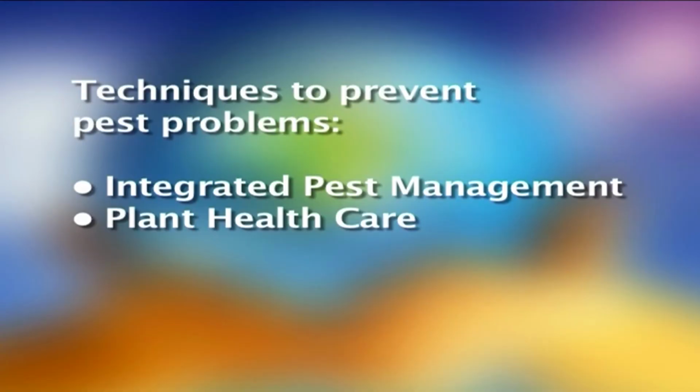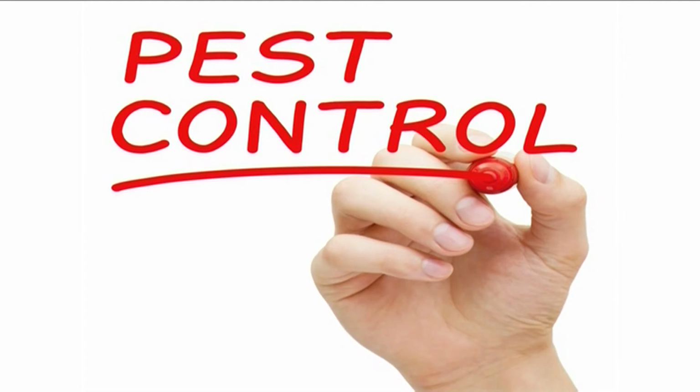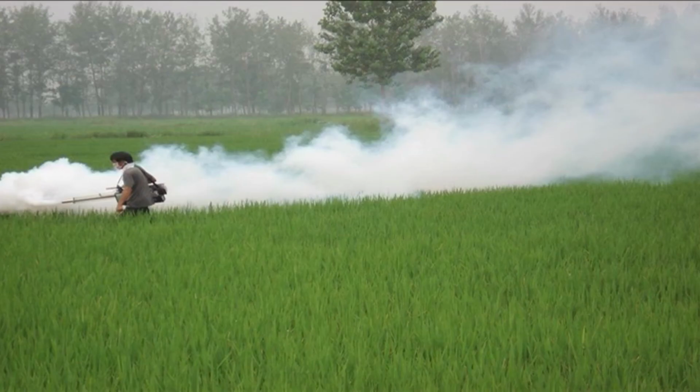Integrated pest management and plant health care are two common practices used to achieve this goal. The central component of integrated pest management is planning and managing ecosystems to prevent organisms from becoming pests. Treatments are used that are least hazardous to human health, least toxic to non-target organisms, least damaging to the environment, most likely to produce long-term results, and most cost-effective over time.